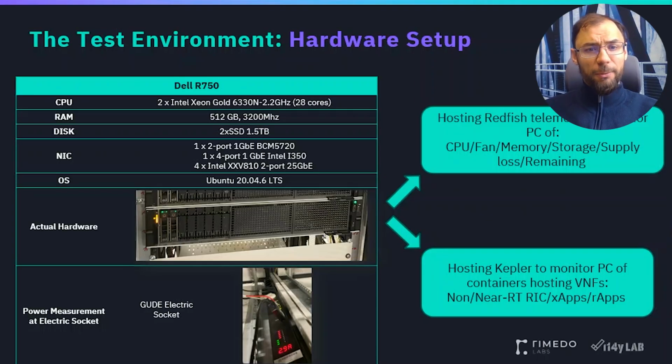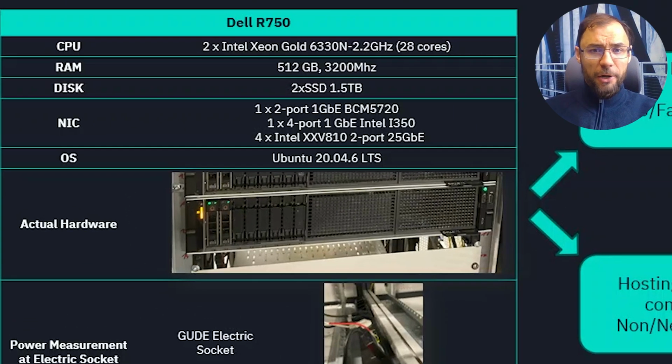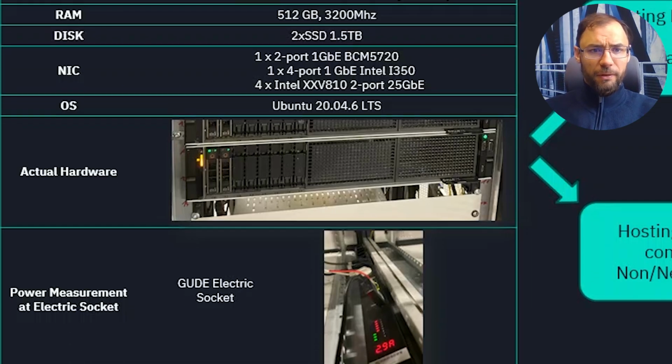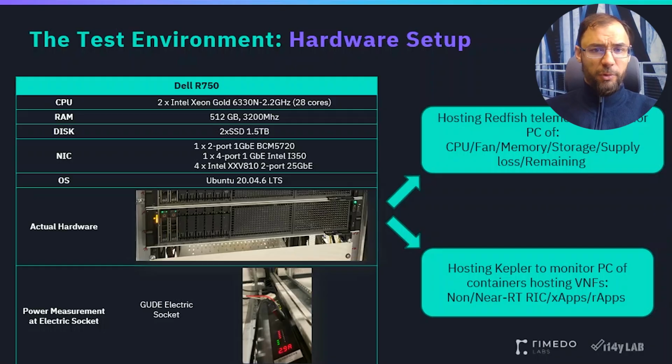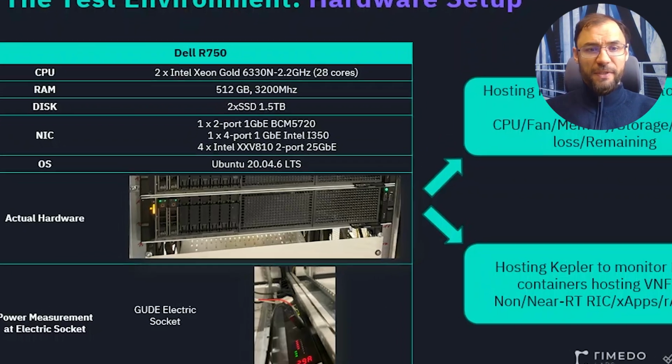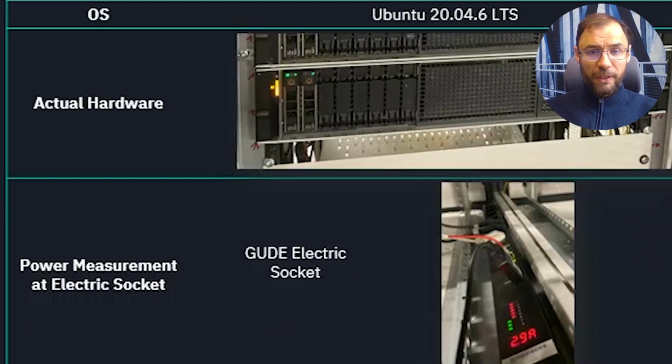This is summarized in the table on the left. The key part is a Dell R750 enterprise-grade server. It is running Redfish telemetry, enabling measurement of power consumption related to its hardware subcomponents like CPU or memory. Apart from that, it is hosting Kepler, which provides insights into the power consumption of individual O-RAN VNFs such as RIC, xApps or rApps. The Dell R750 is attached to the GUDE electric socket, providing ground truth of overall server power consumption. The Dell R750, which is subject to the power consumption measurements, is hosting 3 software components.